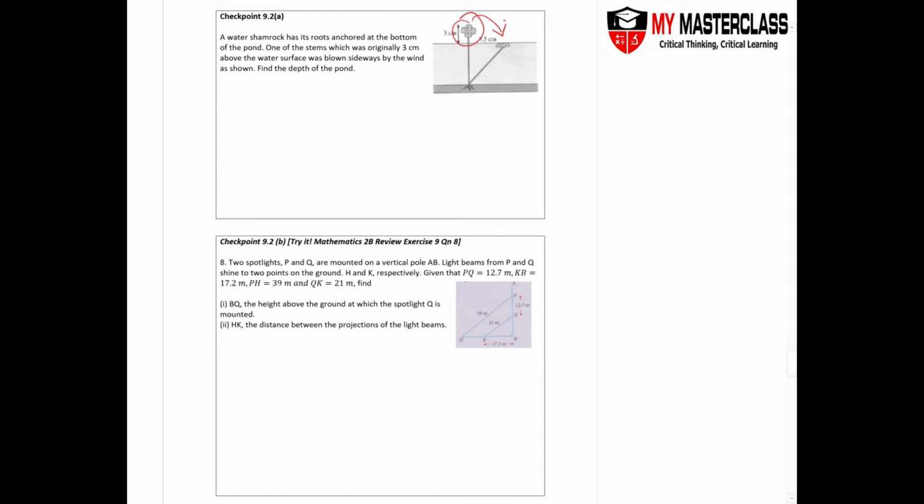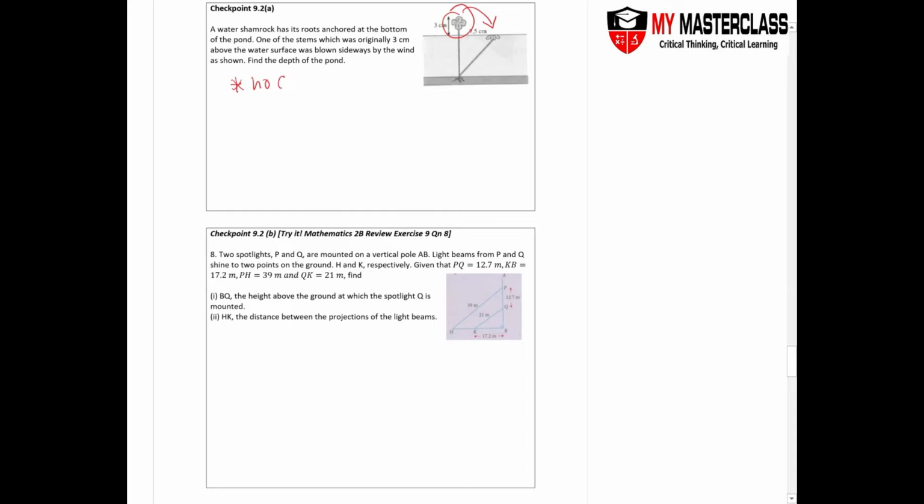Now look at it this way. This particular plant, is there any change in the height? No. So important, no change in height. Am I right? So you know that, let x be the depth of the pond. So I have x here, so I move it downwards. This would be the total height. This will be x plus 3.